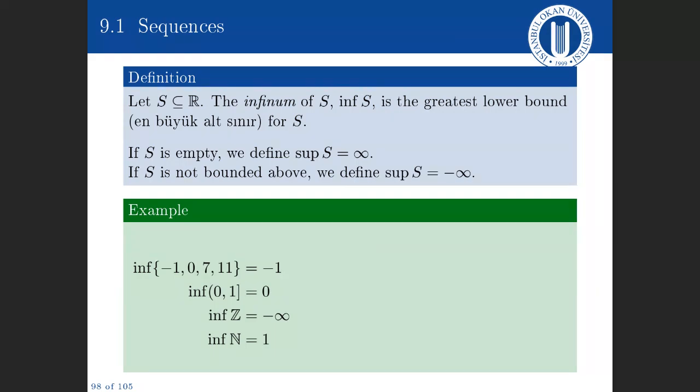So, for example, the infimum of the set {-1, 0, 7, 11} is -1. The infimum of the half open interval from 0 to 1 is 0. The infimum of Z is minus infinity. The infimum of N is equal to 1.